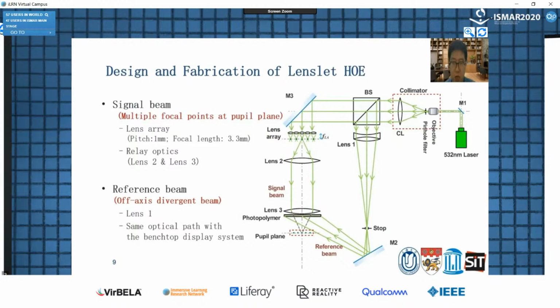After beam expansion, the laser beam is collimated and divided into two beams by the beam splitter. The beam reflected by the beam splitter goes through lens 1 and is then reflected by mirror 2 to illuminate the hologram film as a reference beam, which is the same as the corresponding part of the proposed holographic near-eye display. The beam that traverses the beam splitter is the signal beam. It utilizes a lens array to create multiple focal points and then images them at the pupil plane by relay optics. The hologram film is close to lens 3 to obtain a large effective hologram region.